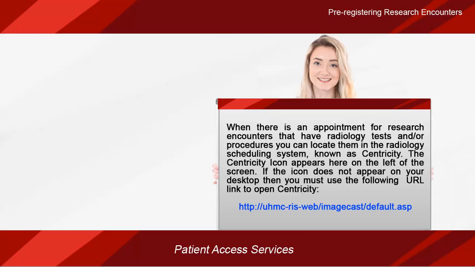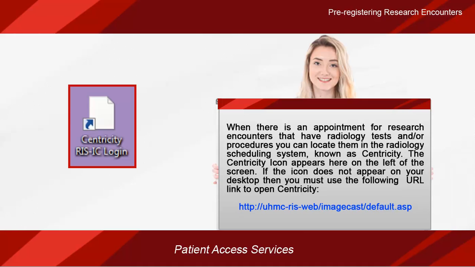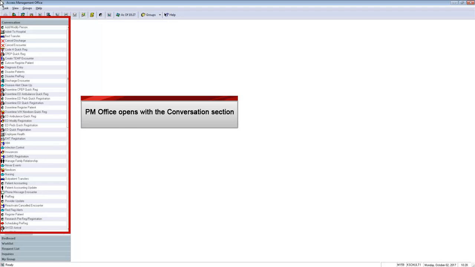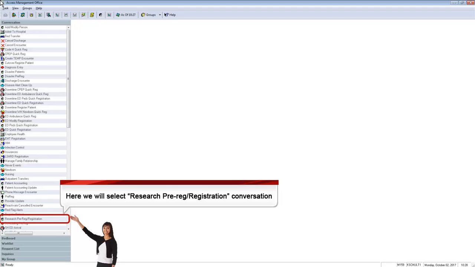When there is an appointment for research encounters that have radiology tests and/or procedures, you can locate them in the radiology scheduling system known as Centricity. The Centricity icon appears on the left of this screen. If the icon does not appear on your desktop, then you must use the following URL link to open Centricity: http://uhmc-ris/web/default.asp. PM Office opens with the Conversation section.